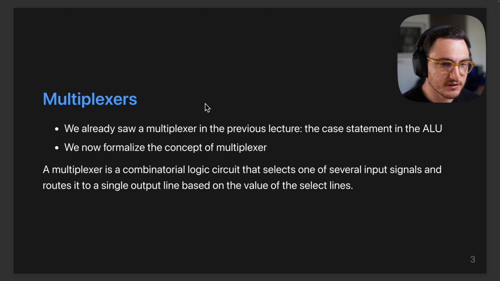The last thing we briefly touched upon in the last few minutes of the previous lecture were the case statements, and what we were really doing there was inferencing a multiplexer. We now formalize the concept of a multiplexer. A multiplexer is a combinatorial logic circuit that selects one of several input signals and routes it to a single output line based on the value of the select lines. So you can think of it as a semaphore that decides whether an input signal goes to the output based on another input signal, which we typically call the select line.